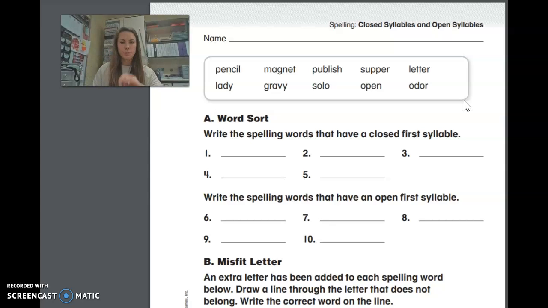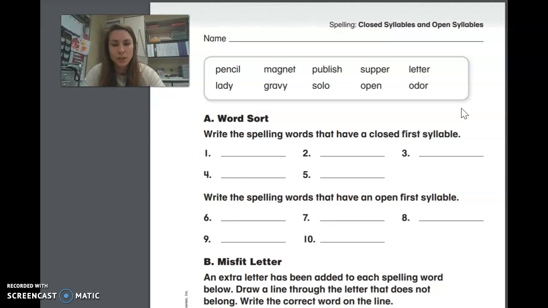So as we know, syllables tell us how many vowel sounds there are in a word. All of these words have two syllables, which means they have two vowel sounds. If we clap them out, we'll hear pencil, magnet, publish, supper, letter, lady, gravy, solo, open, odor.